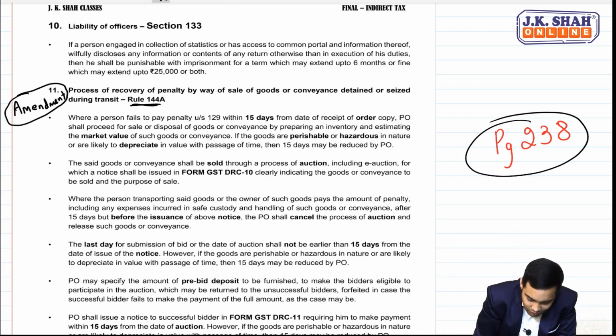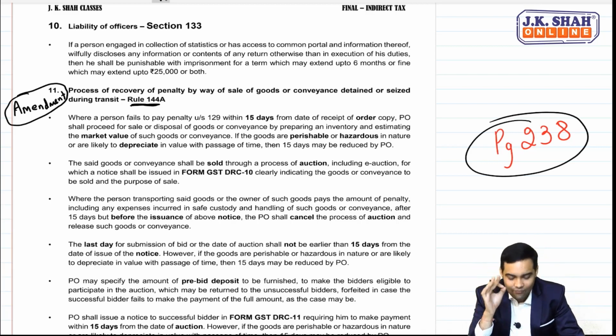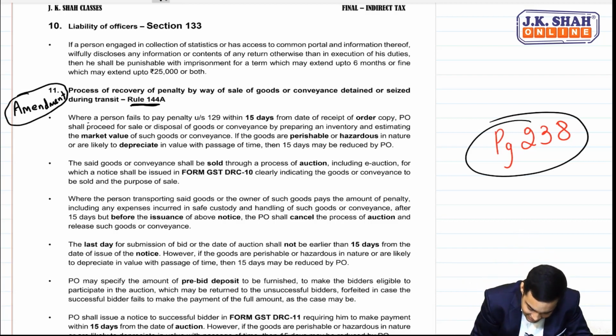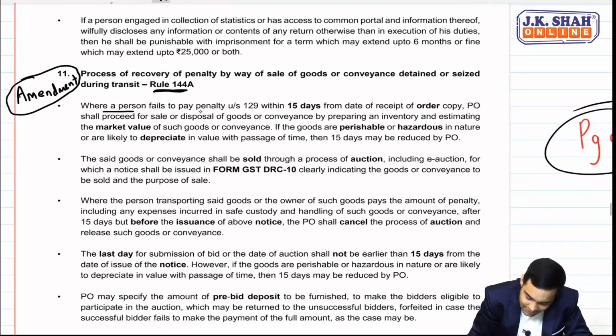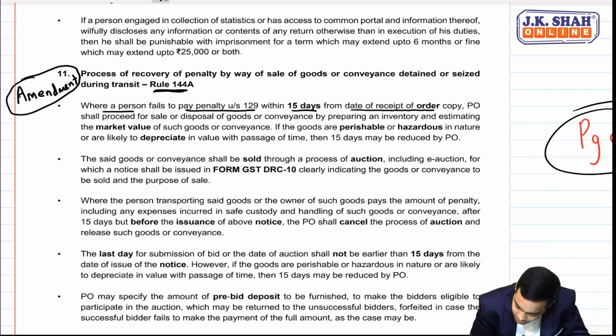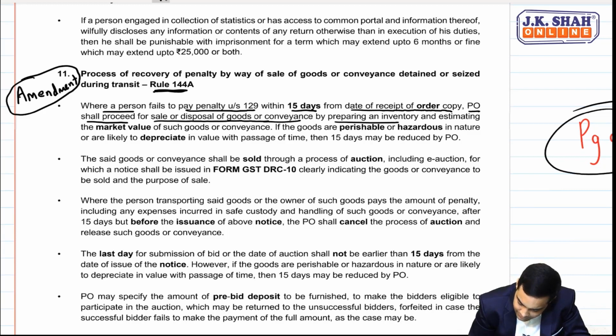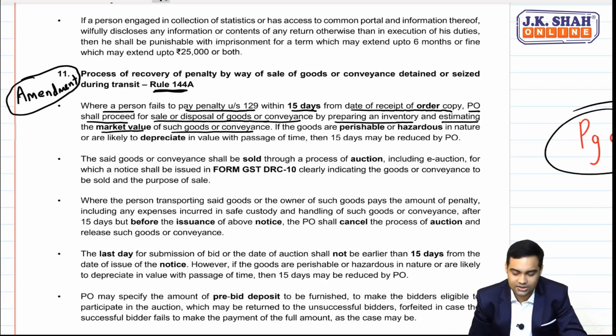That process of selling the goods is defined under rule 144A. So 144A has defined the process of selling those goods. Let's see. Where a person fails to pay penalty under 129 within 15 days from the date of receipt of order copy, the PO shall proceed for sale or disposal of goods or conveyance by preparing an inventory and estimating the market value of such goods or conveyance.